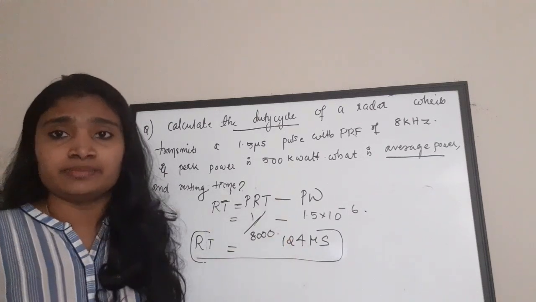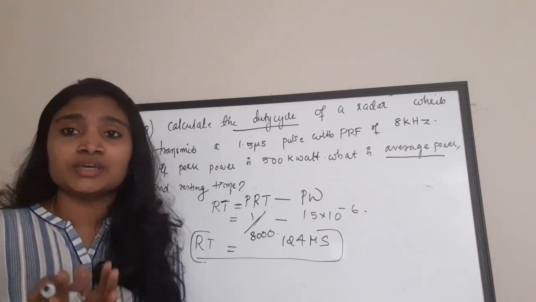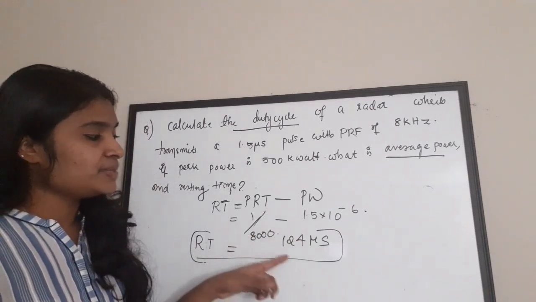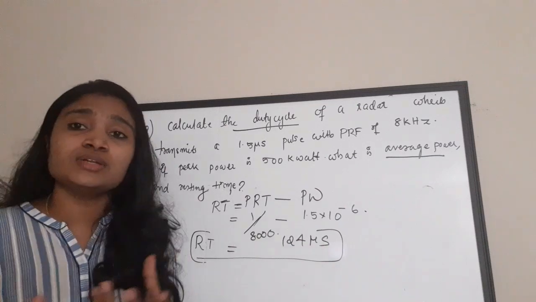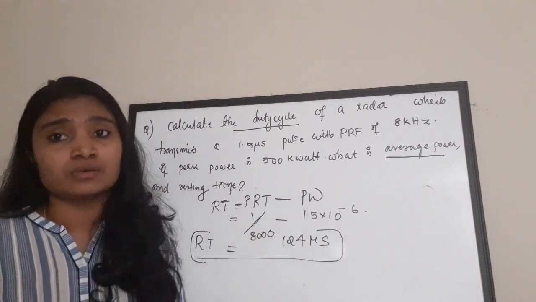It is a very small time, right? So it is the time in between the successive pulses. Okay, so resting time is 124 microseconds. Actually, in this resting time, what the radar is doing is waiting for the echo.